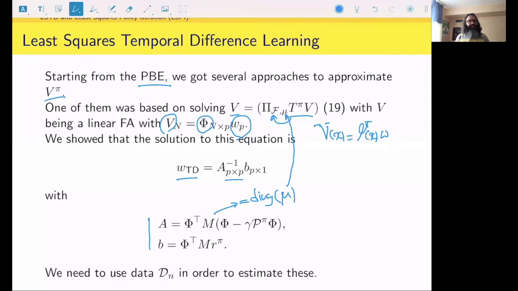Okay, is this clear so far? Or do you recall LSTD?